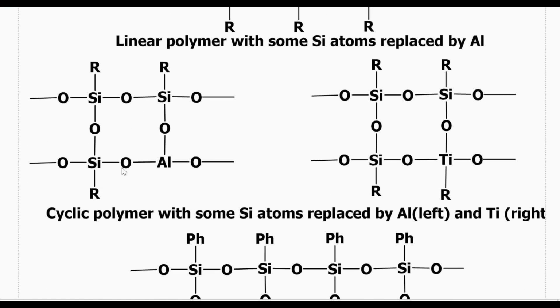In case of a cyclic polymer, one of the silicons can be replaced by aluminum in this way. You can have a look at the position of the cursor and you will understand. If you have titanium, then in place of silicon you can have titanium. An important thing to observe over here is aluminum is trivalent and therefore you don't have an R group over here, whereas titanium is tetravalent and therefore you will have the fourth position also over here.